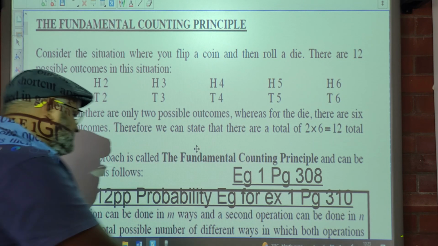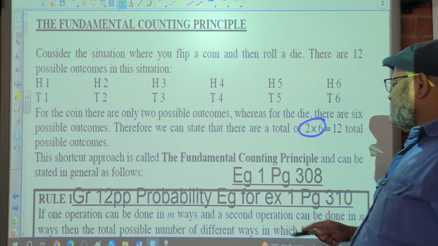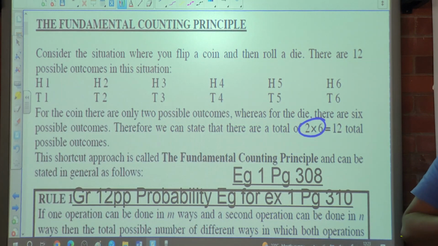This shortcut approach, where we actually just say 2 times 6 is 12, that is what we call the fundamental counting principle. Okay, you guys understand?